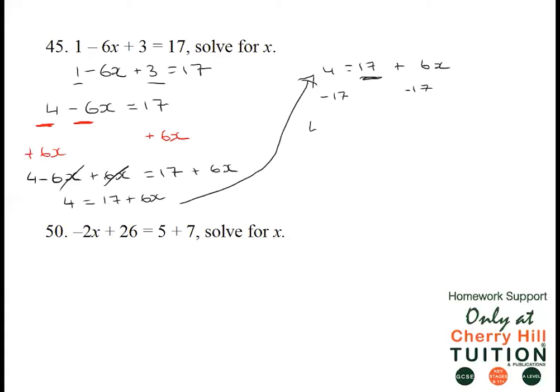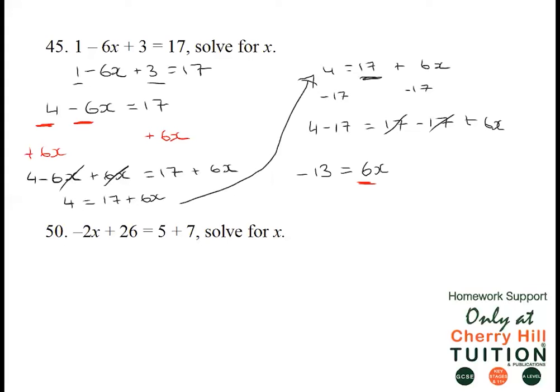We end up with 4 minus 17 is equal to 17 minus 17 plus 6x. 4 minus 17 on the left-hand side gives us minus 13. And on the right-hand side, the 17 and the minus 17 cancel out, and we are just left with 6x. Okay? Now, the last thing that is stopping the x from being on its own is this 6.